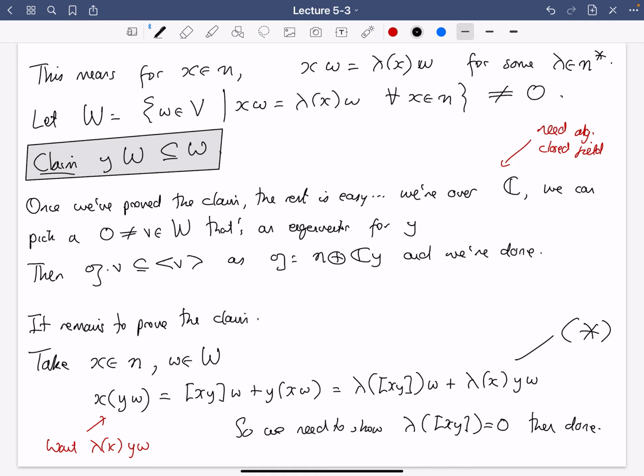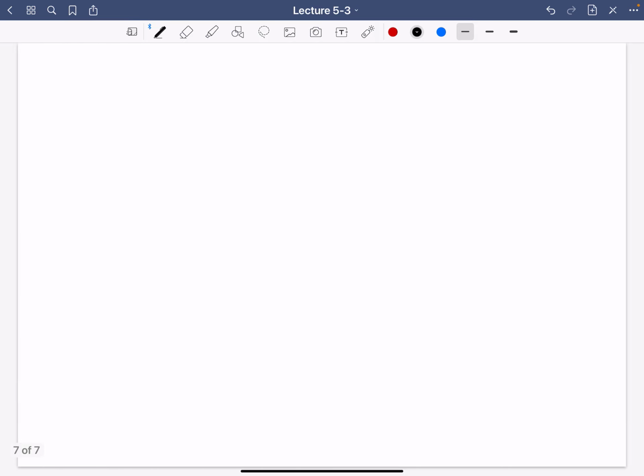Okay, so we're getting close. Well, now what I want to do is I want to choose n maximal, so that the vectors w, y w, y squared w, all the way up to y to the n minus 1 w are linearly independent.